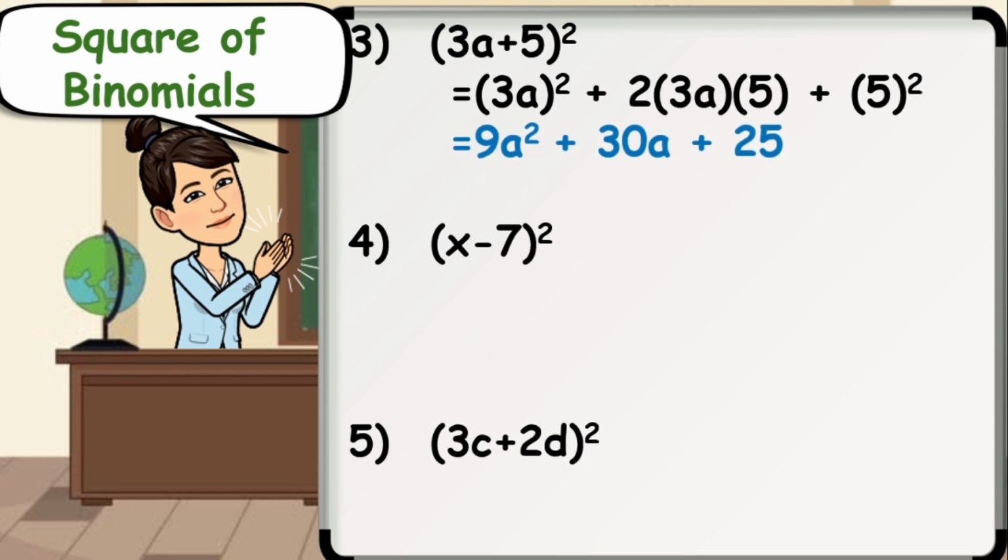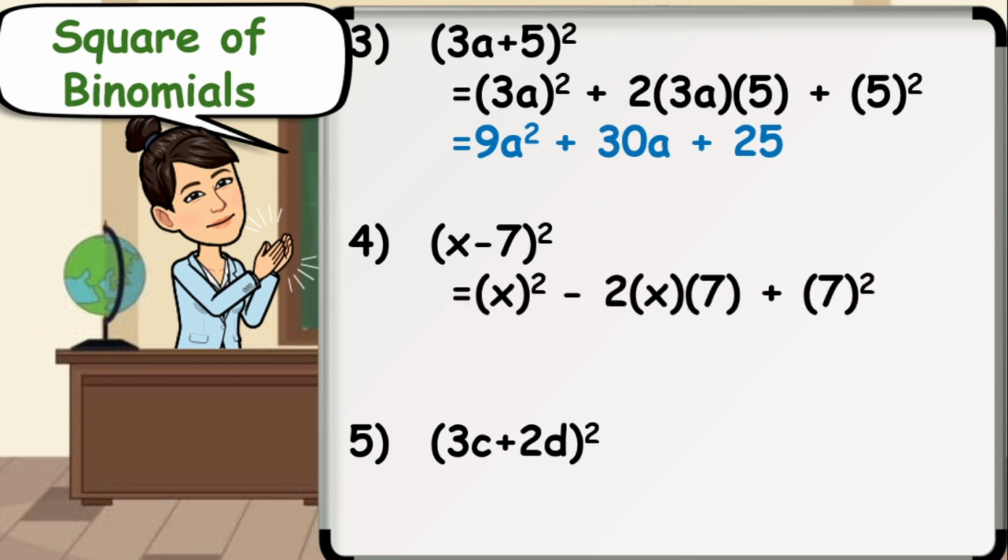Number 4. The quantity of x minus 7 raised to 2. Squaring the first term, we have x squared minus twice the product of the first and second term. That is minus 2 times x times 7 plus square of the last term, that is 7 squared. Simplifying, we have x squared minus 14x plus 49.